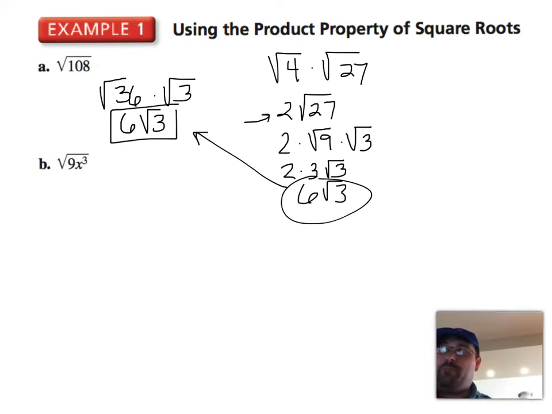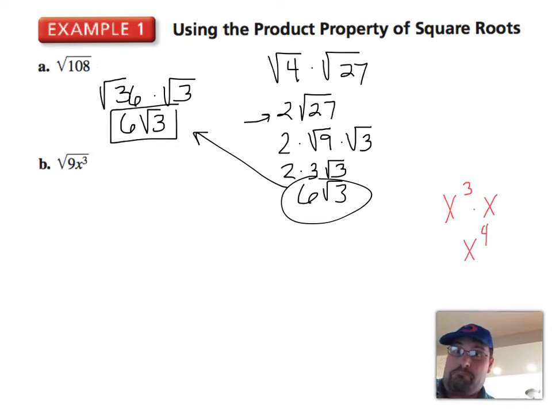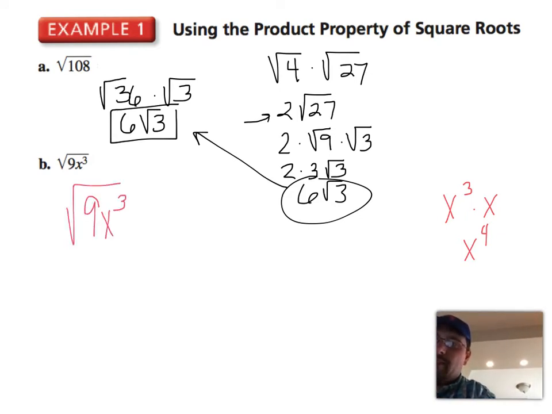Now, in part B, we have to go back and remember when you multiply with the same base, you add the powers. Pretty easy. When you multiply with the same base, you add powers. Remember that. So, in B, I want to know 9x to the third power. Well, the square root of 9 is 3, so that's easy.